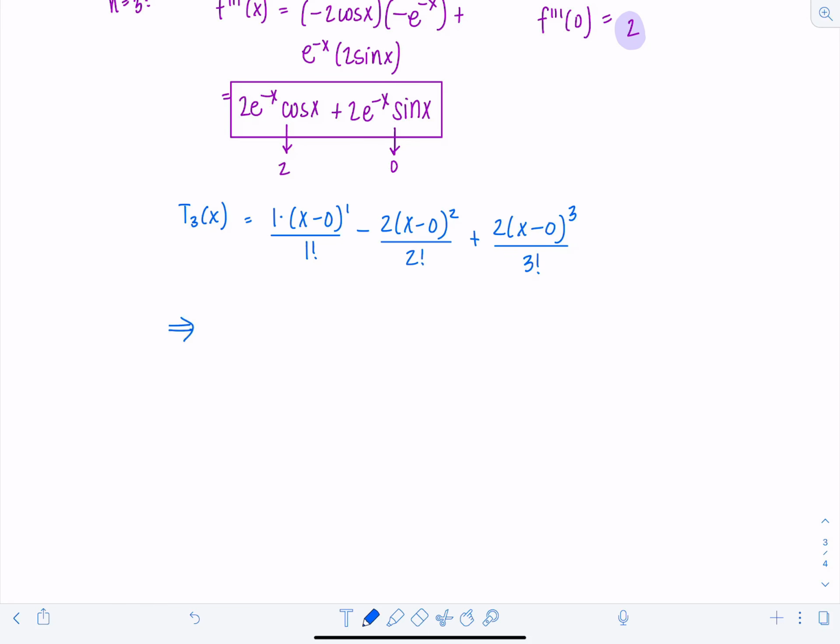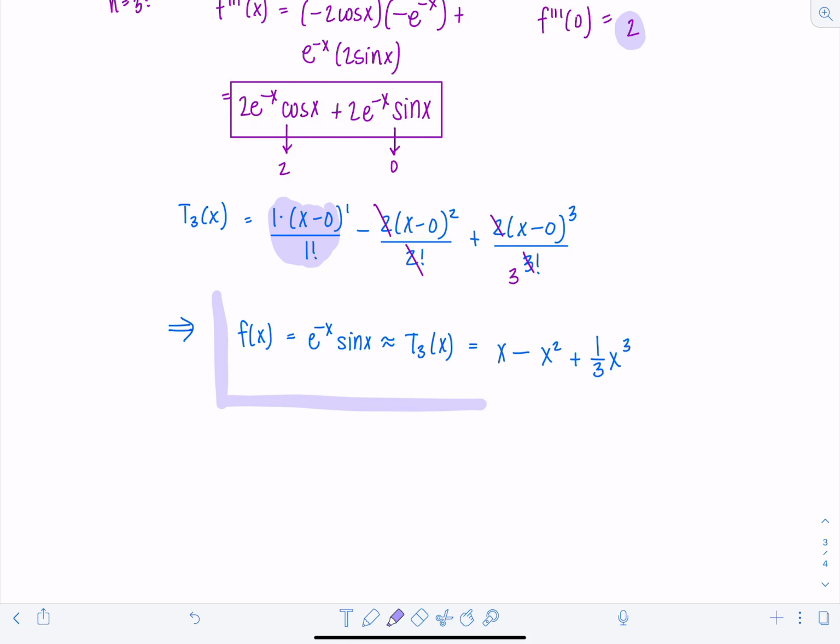So then now I can say f of x, which equals e to the negative x sine x, is approximately equal to this third degree Taylor polynomial, which equals, well, this first term here, that's just x, right? And then on the next term, the 2's are going to cancel out. Bam, bam. So I just have minus an x squared plus, and then remember 3 factorial, I can cancel out a 2 from there, and I'm just left with the regular 3. So then we have 1/3 x cubed. What a cute little polynomial, huh? And we are done.